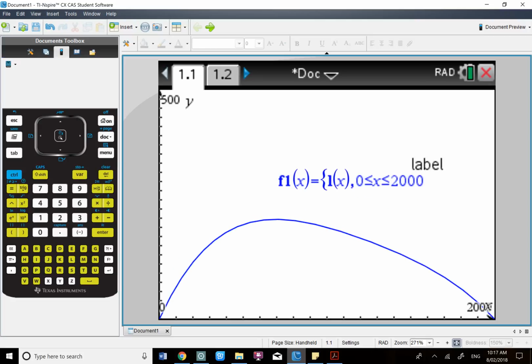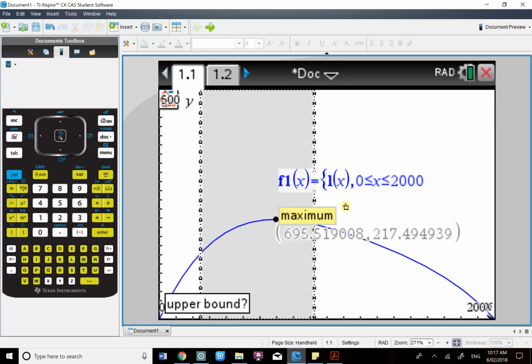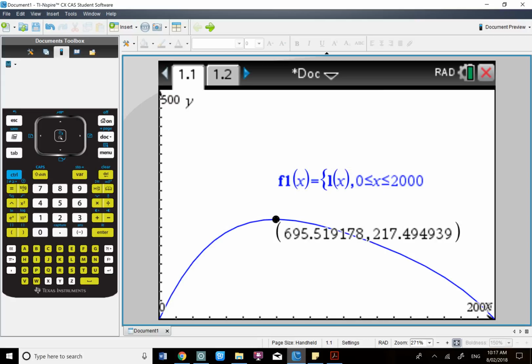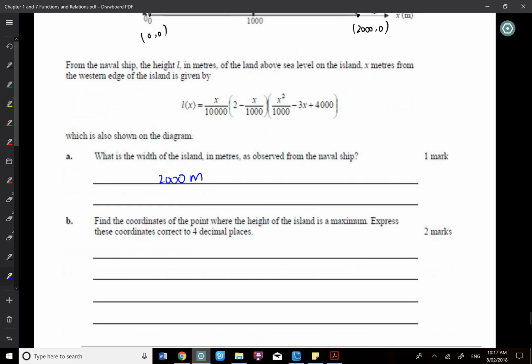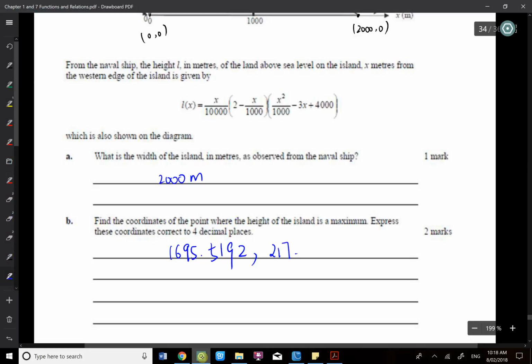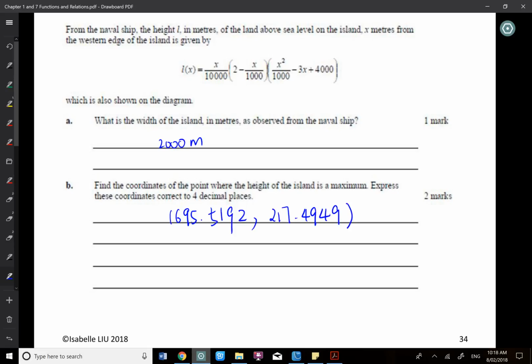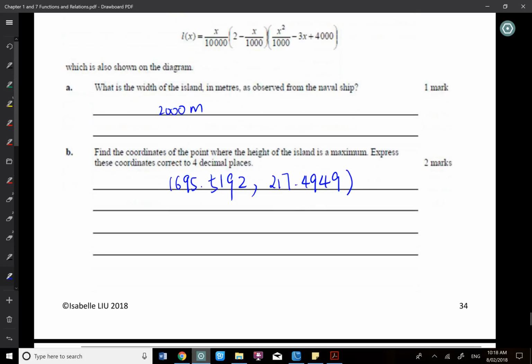So I can see the function now. I can move that away. Go for menu, trace graph, and for maximum, left, right. Okay, I got enough decimals. I need at least 6 decimals. That's enough, so that's the maximum. We just copy that down: 695.5192, and then 2174.949. These are the coordinates of the point where the height of the island is a maximum, expressed correct to 4 decimal places. That's B.